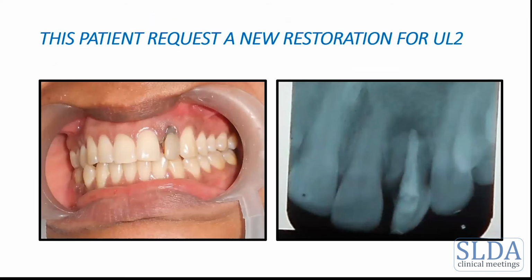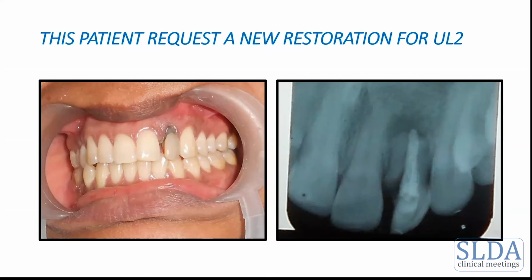Again, another patient. This patient requested a new restoration for this upper left tooth. You can see this upper left tooth is aesthetically not pleasing. Before deciding on anything, the radiological assessment is very important. In the radiograph, you can see that possibly there is a fracture, and there is ongoing root resorption. You can see the blunting of the apex, and there's a periapical pathology. Clinically, I noticed that there's mobility. All these factors together make this tooth unrestorable.